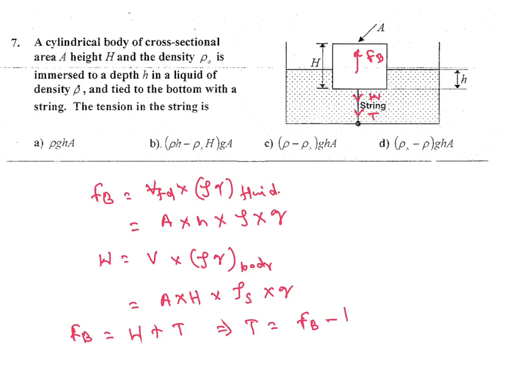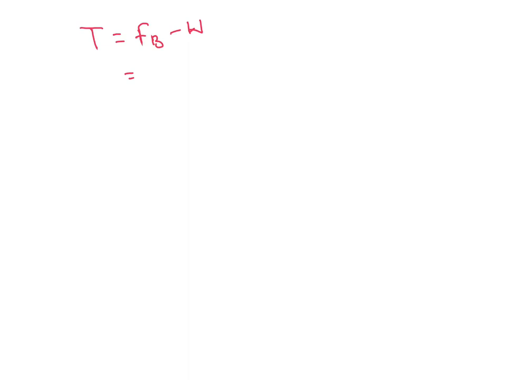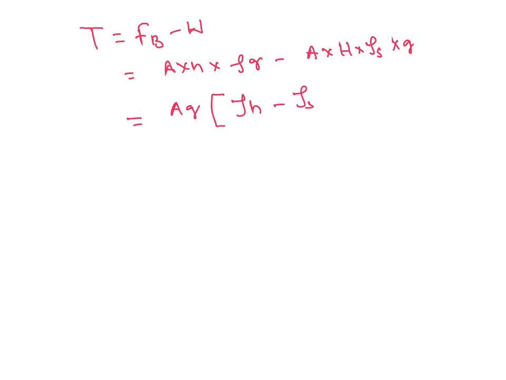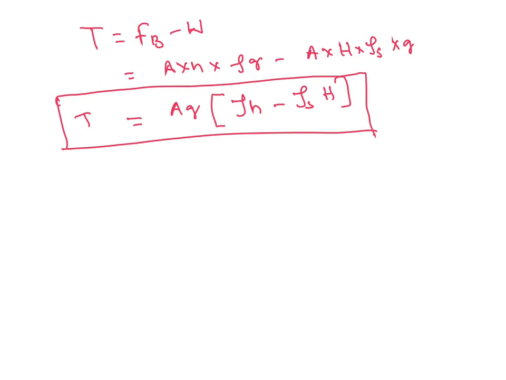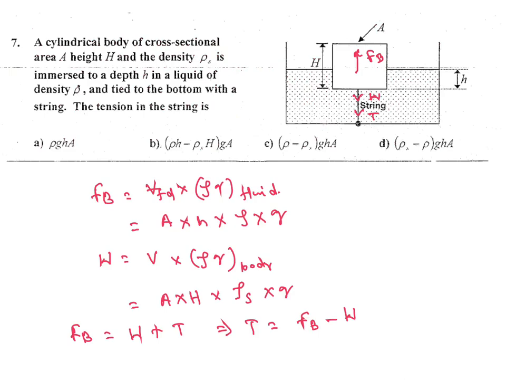So A into small h into rho g minus A into capital H rho s into g. Take A and g common: A g times (rho small h minus rho s into capital H). This is our required answer. So from the options, A is not possible. B is A g (rho h minus rho s H). So B is our answer.